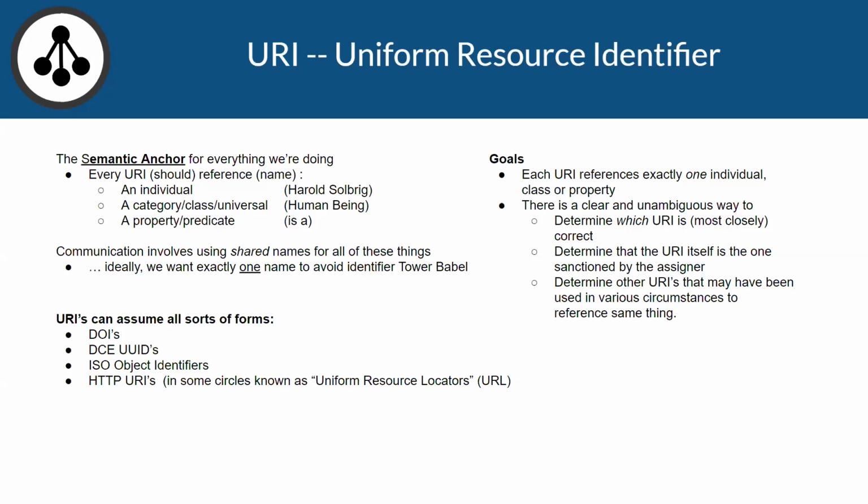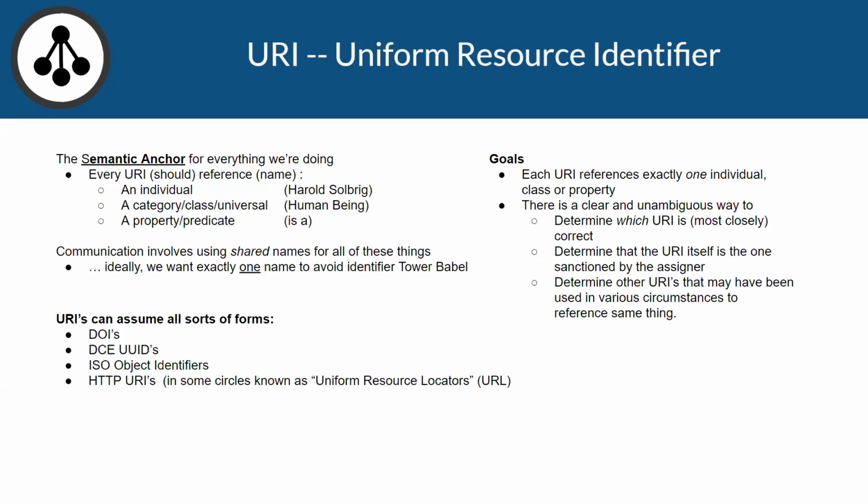It needs to name categories, human beings, trees, automobiles, and it needs to be able to name properties and predicates so that we can express relationships between things, is-a or drives. And the key, if we're going to be talking about it and mapping this, is that we have to share these names for all of these things.